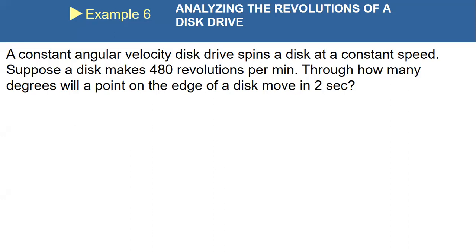So it says here, a constant angular velocity disk drive spins a disk at a constant speed. Suppose the disk makes 480 revolutions per minute. Through how many degrees will a point on an edge of a disk move in 2 seconds? Okay, so a couple things we have to do here is we have to convert. It wants it in terms of degrees, and it wants it in terms of seconds.